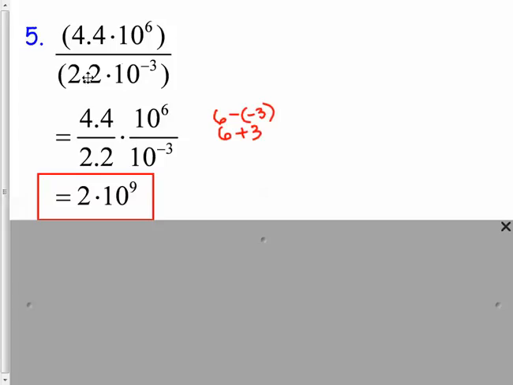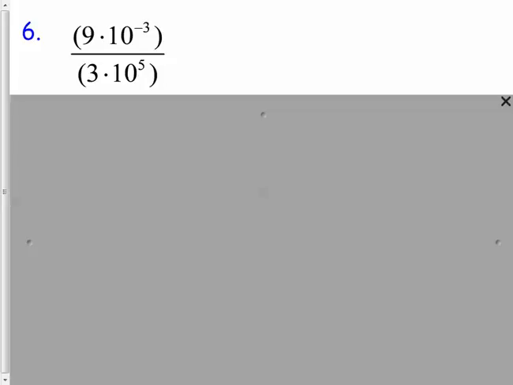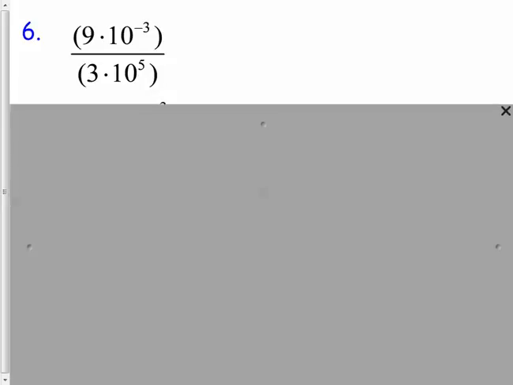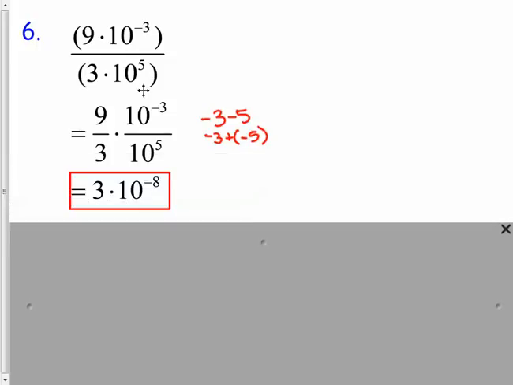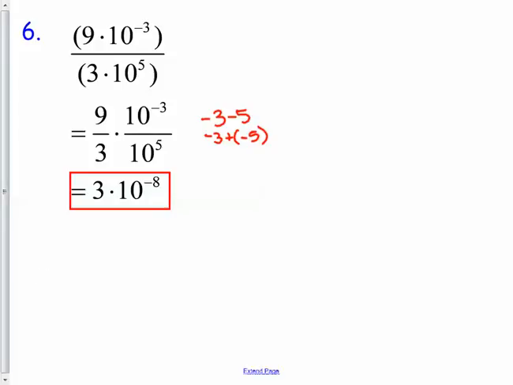All right, so another one. Here, I would take 4 4/10 divided by 2 2/10 and get 2. And then 6 minus a -3, that's a not, so it's like +3. Okay, why don't you try this one for me, and I will be back in just a second to show you what I did. All right, 9 divided by 3 is 3, and -3 minus 5 is -8, and I'm done.